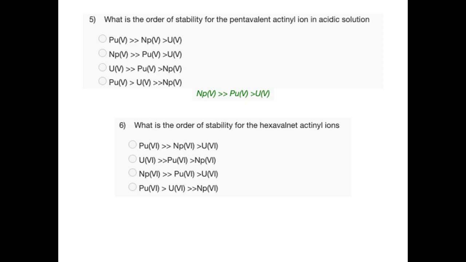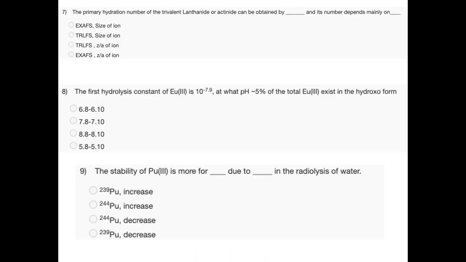The next question is, what is the order of stability for the hexavalent actinyl ions? The options are Pu6 very much higher than Np6 higher than U6. Second option is U6 very much higher than Pu6 higher than Np6. Third option is Np6 very much higher than Pu6 higher than U6. Fourth option is Pu6 higher than U6 very much higher than Np6. And the right answer is U6 very much higher than Pu6 higher than Np6.